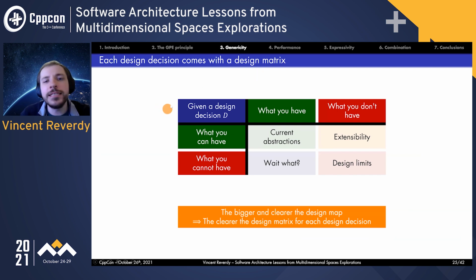Each design decision can be expressed in terms of a matrix that is the following. On one side, you have what you have and what you don't have in the library you are writing. And the other side is what you can have and what you cannot have in the library you are designing. Regarding the particular library you are writing, the abstraction that you're covering corresponds to what you have and also what you can have. But every design decision also comes with something that you don't have, but that you can have at the same time.